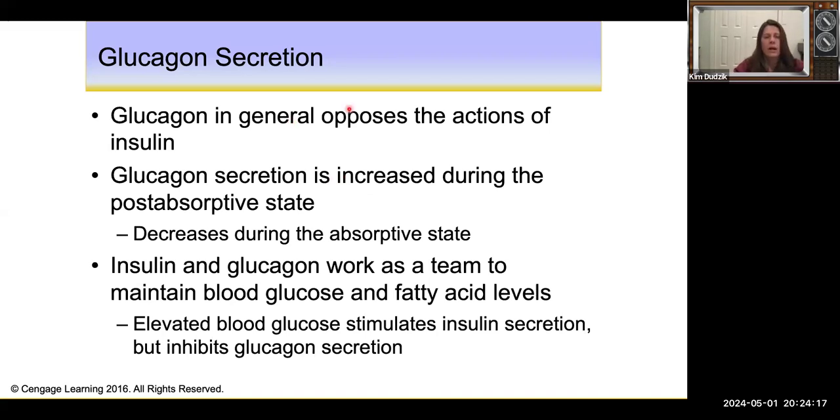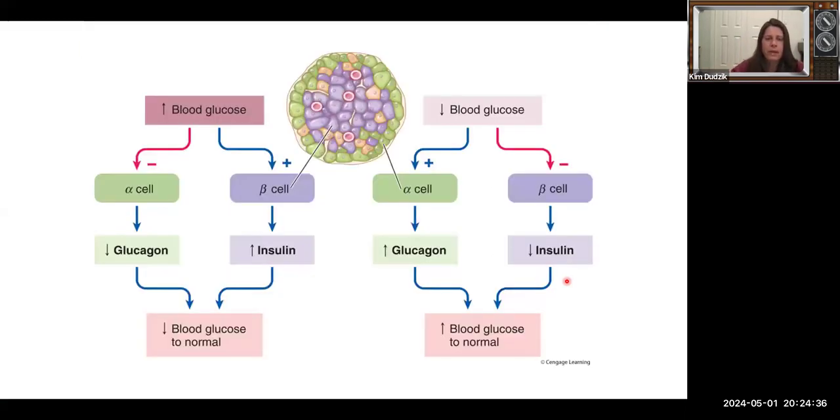So what else do I want to say? So again, insulin and glucagon work as a team in order to maintain blood glucose levels. As one is high, the other's low, and as blood glucose levels shift, the hormones will also shift as well. All right. And this picture shows that really nicely. So this is like the islets of Langerhans. You've got your alpha cells around the periphery, the beta cells in the middle.